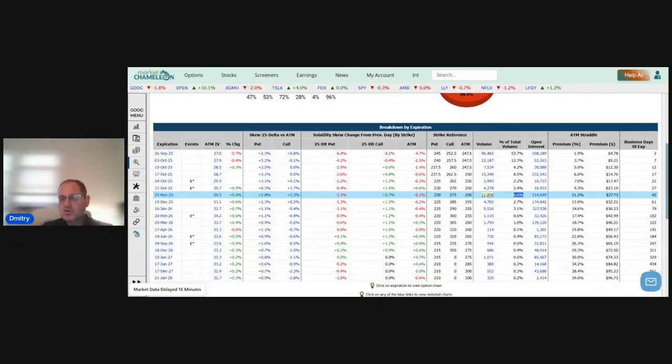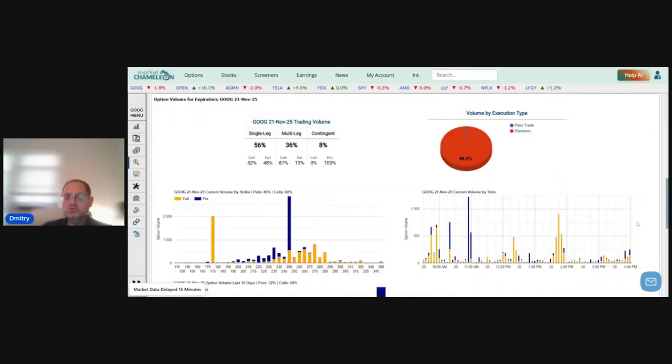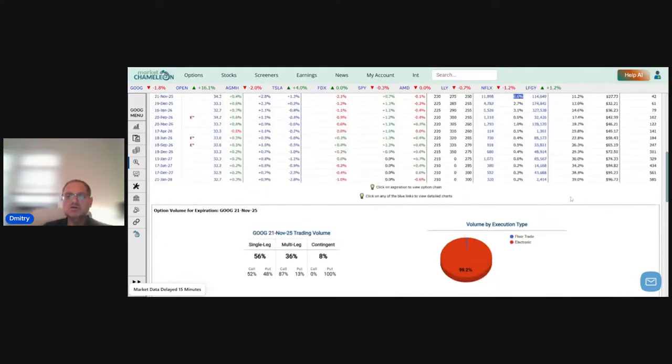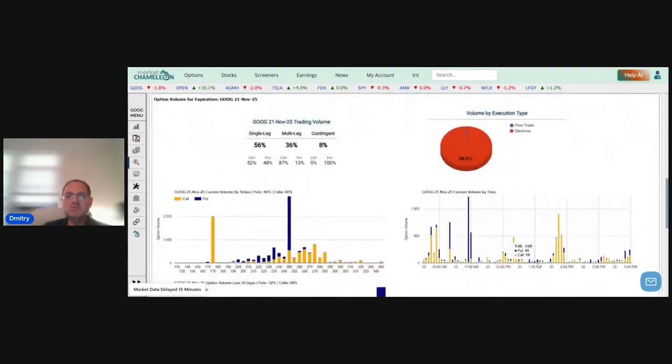And if we want to get quick insights, where was that trading activity? How did it look throughout the day? If we click on this, we'll get a few charts that will pop up below. So you see here, I clicked on it, so that will pop up below the table. And you can see here, November 21st is the expiration I clicked on.